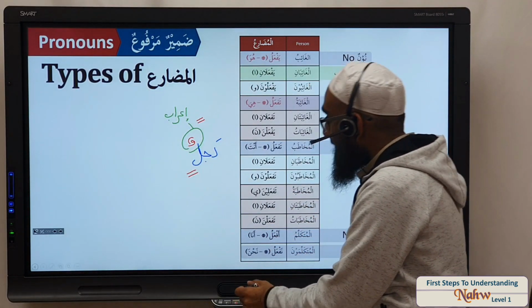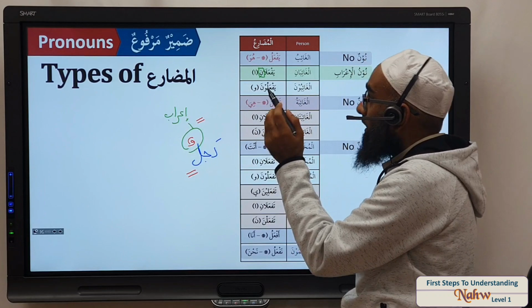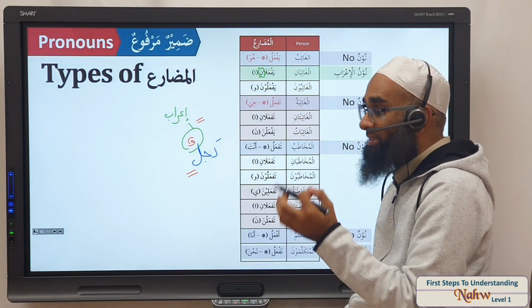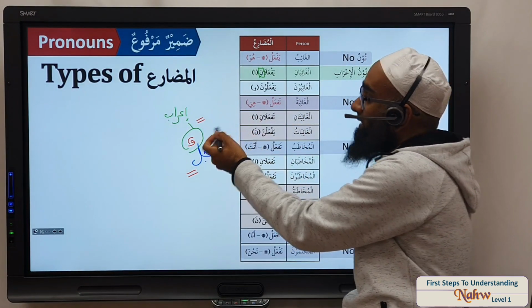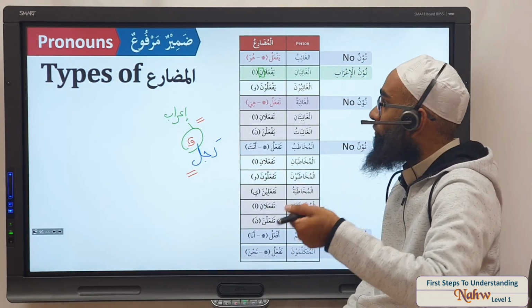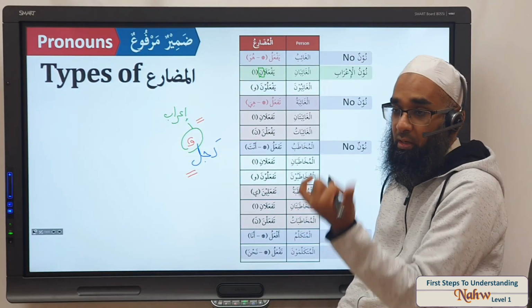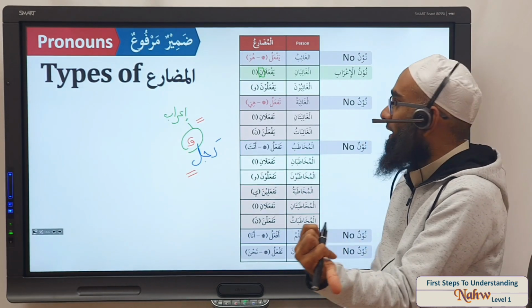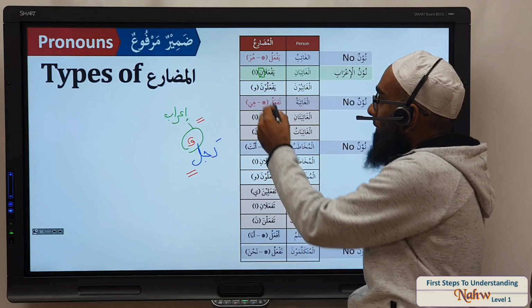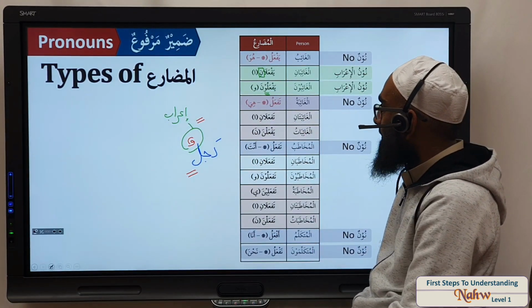So similarly, this noon at the end, we never said it's fa'il. The fa'il is the alif. We left the noon out because noon is equal to the dhamma. The noon is a sign of the mudari being marfu'. This is called noonul i'rab. The noon of i'rab, the noon to show the marfu' state. So this has a noonul i'rab. In here the waw is the fa'il and noon is noonul i'rab.